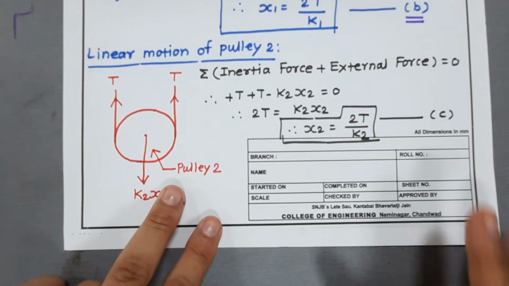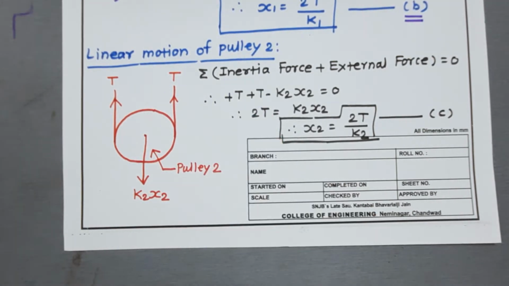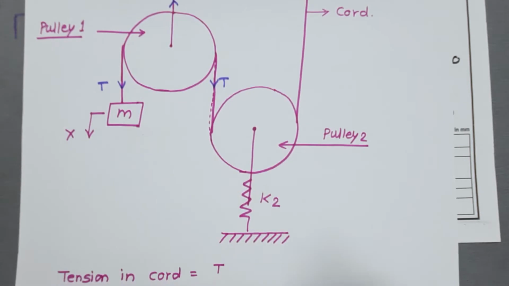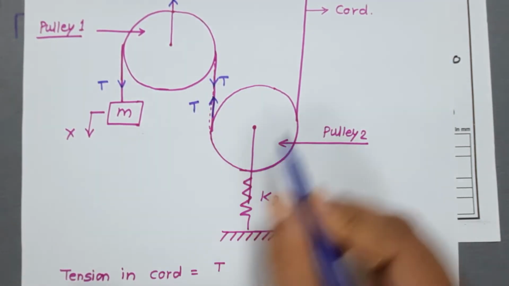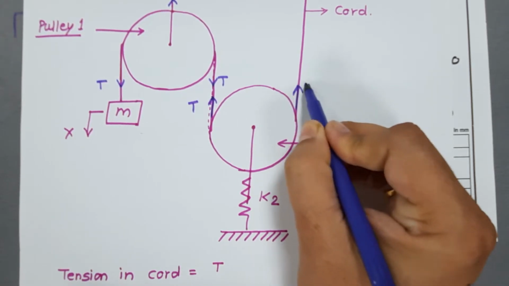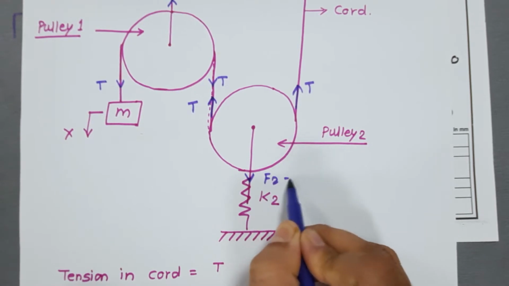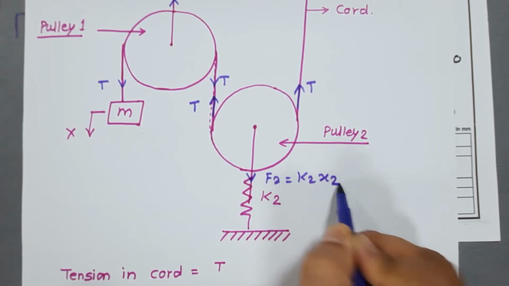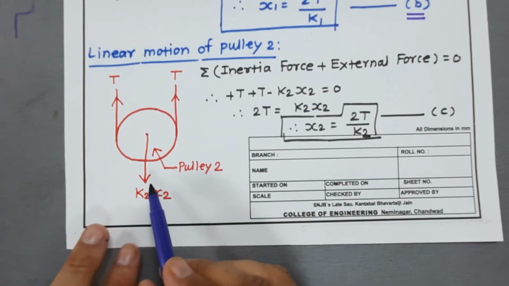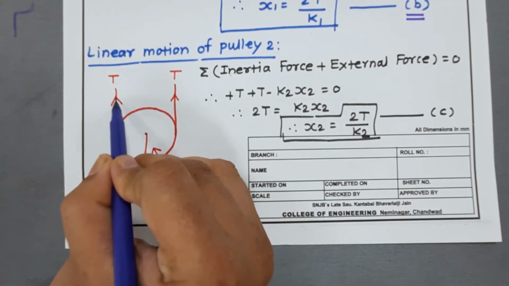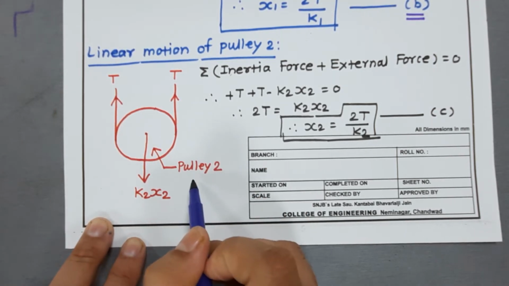Focus please friends. We have to calculate the linear motion of pulley 2. Now observe, in pulley 2, tension T acts in upward direction here. Here again tension T acts in upward direction, and the force due to the spring, F2 equal to K2 X2, acts in downward direction. That means two tensions in upward direction, K2 X2 in downward direction. So the same thing is shown here. This is the free body diagram for pulley 2.